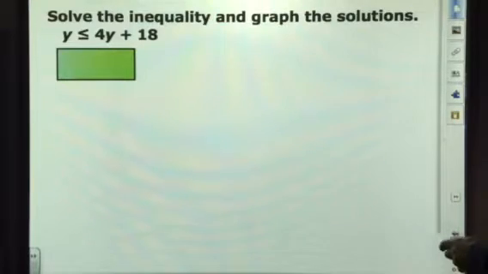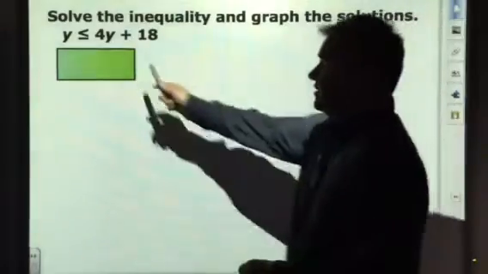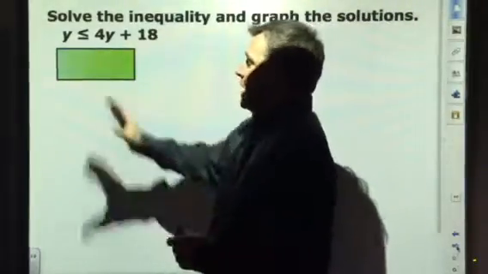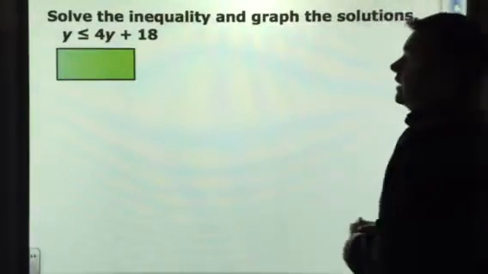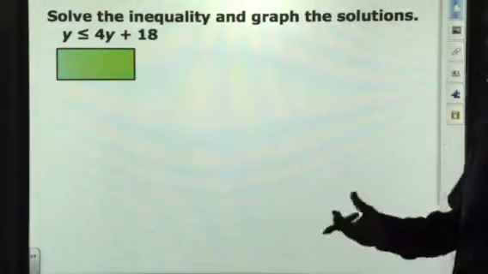So here's what this looks like. Notice that y is our variable, and there's a y on the left-hand side, and there's a y on the right-hand side. Okay, those are like terms. We got to get them together.